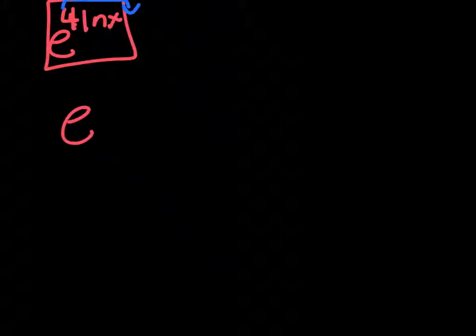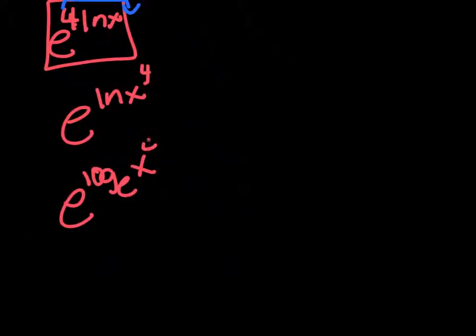e to the 4 natural log of x. So again, I can move my 4 up to my top exponent. And if you remember from our last lesson, if I have e and natural log, that means e to the log base e of x to the 4th. As long as this e and that e are the same, then this is my answer, x to the 4th.